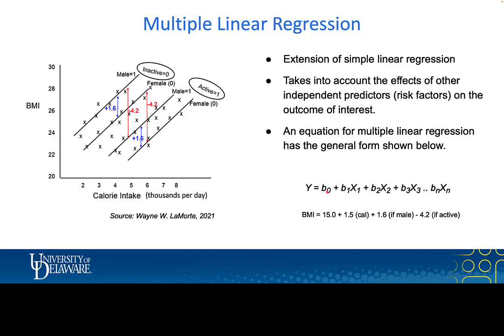b0 in the formula is the y-intercept or starting value. That is the value of y when all other parameters are set to 0. x1, x2, xn are the values of independent predictor variables, which in our case are risk factors. And b1, b2, b3, bn are the values of the coefficients for those risk factors, or in this case, independent predictors.